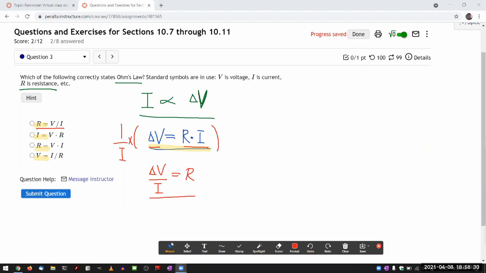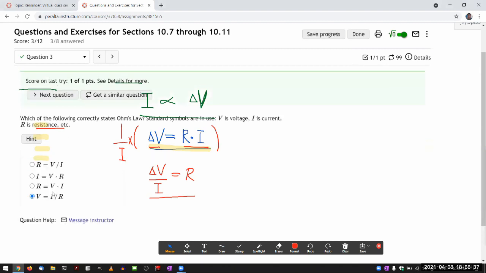I think it's probably possible to answer this question without going through the full algebra, but I changed my... The correct answer was this one. I double clicked and accidentally changed the choice to this.